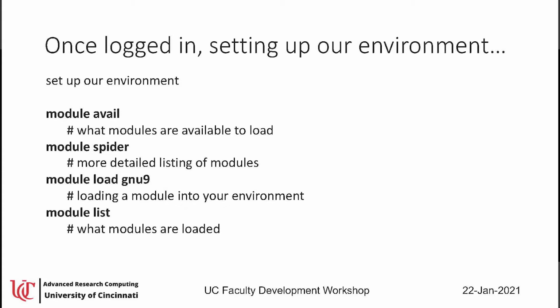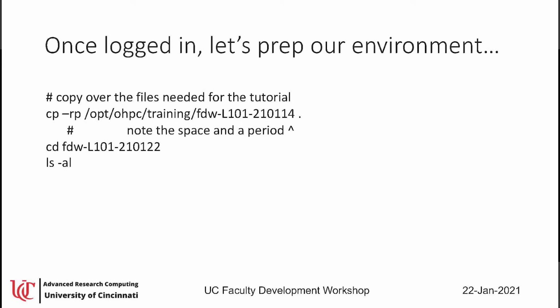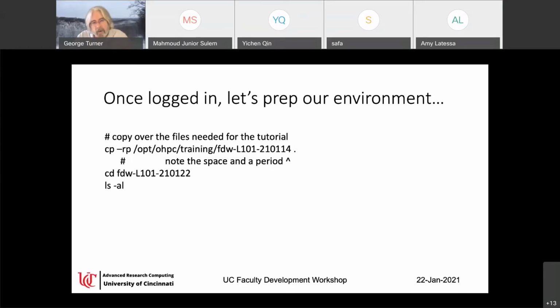So here I did get the copy instruction correct. If you want to copy that directory over to your current working directory, notice there is a space between the 210114 and that period. That means copy recursively everything in the first parameter to the second parameter. And the second parameter is dot, which is current working directory.